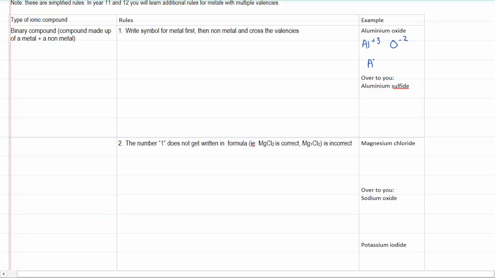When I write the formula, all I need to do is cross those numbers. So the 2 goes with aluminium and the 3 goes with oxygen. So the formula is Al2O3. Stop the video and have a go doing aluminium sulfide on your own. Okay, the answer is Al2S3. Hopefully you got that right.